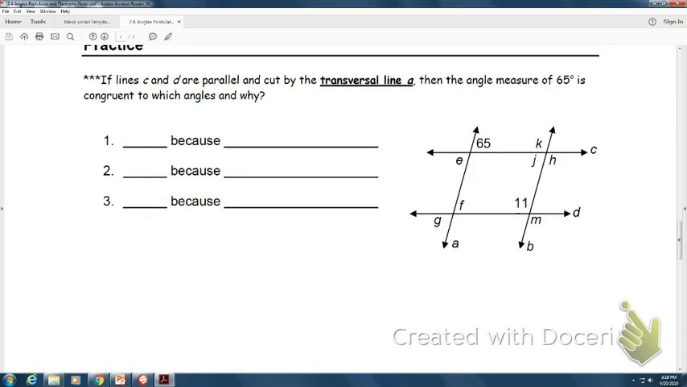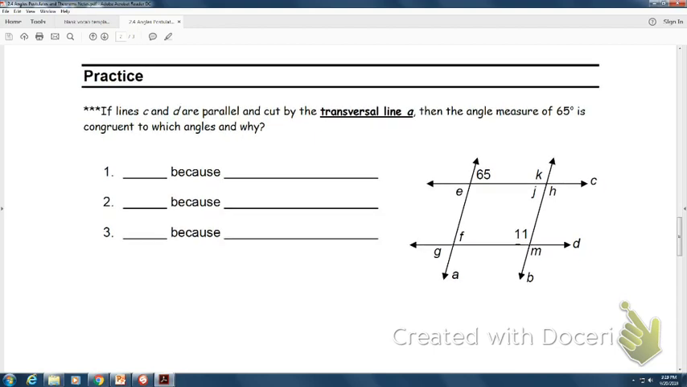If lines C and D are parallel and cut by a transversal line A, then the angle measure of 65 degrees is congruent to which of the following angles and why? Okay, so we know that these lines are parallel and they're cut by this transversal A.